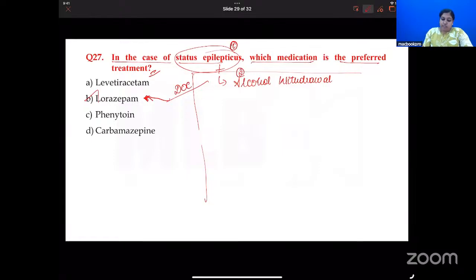Now tell me, valproate we have. Valproate is a drug of choice in what are all the cases?